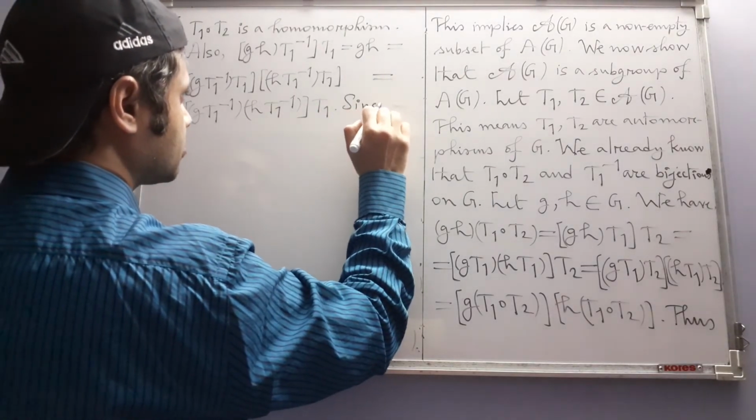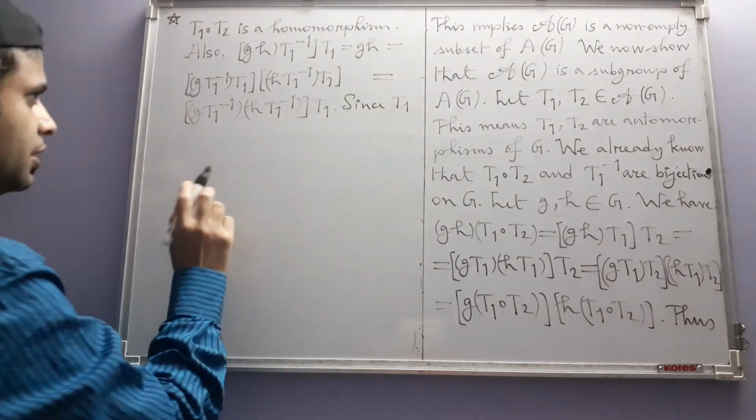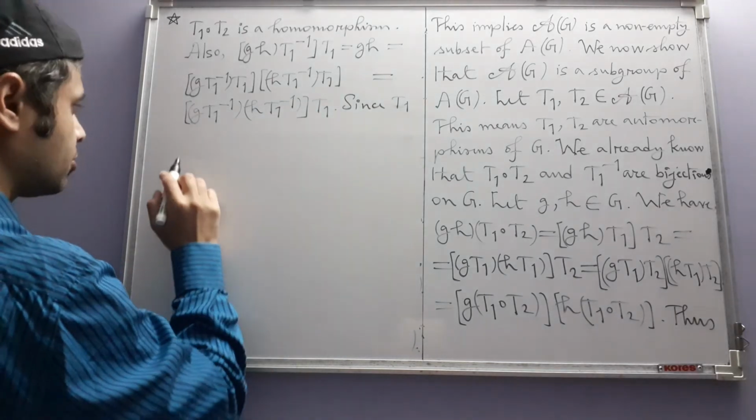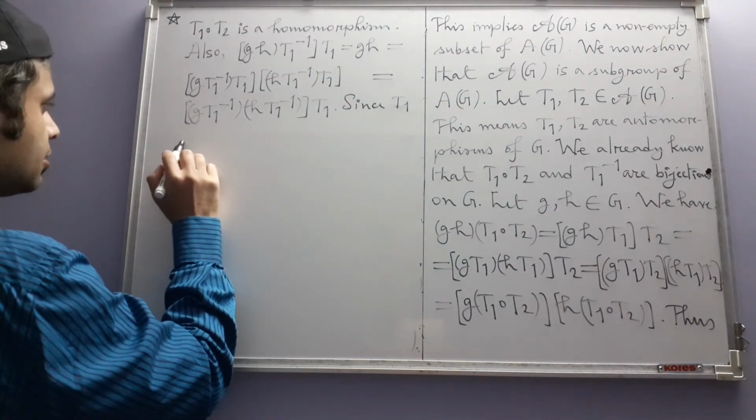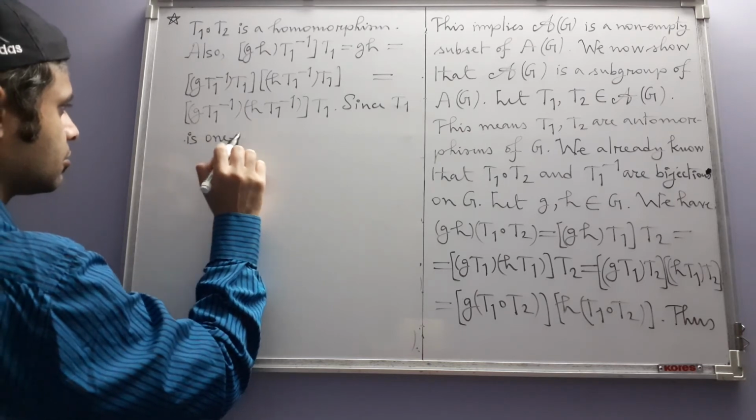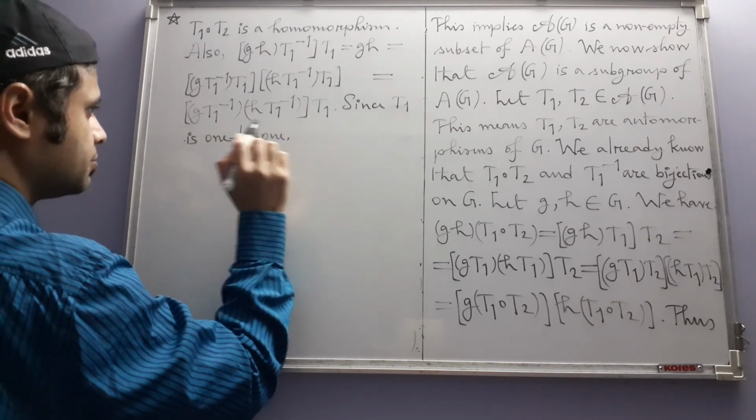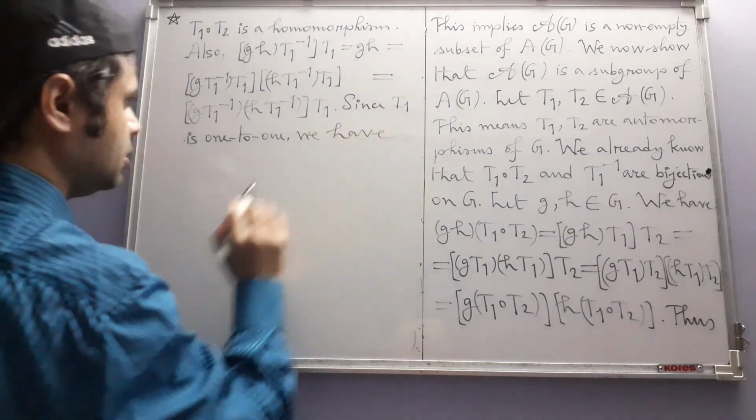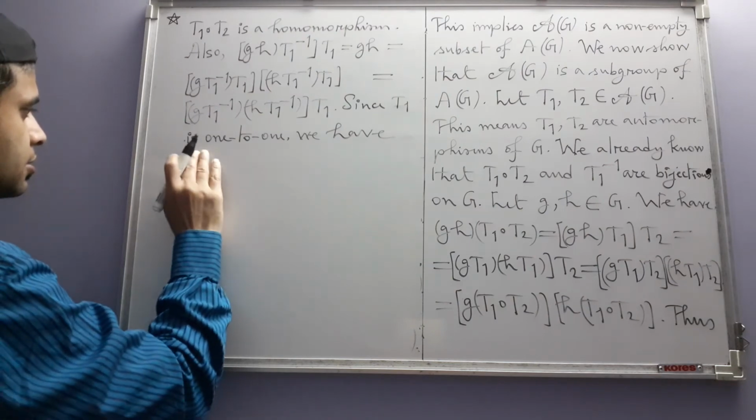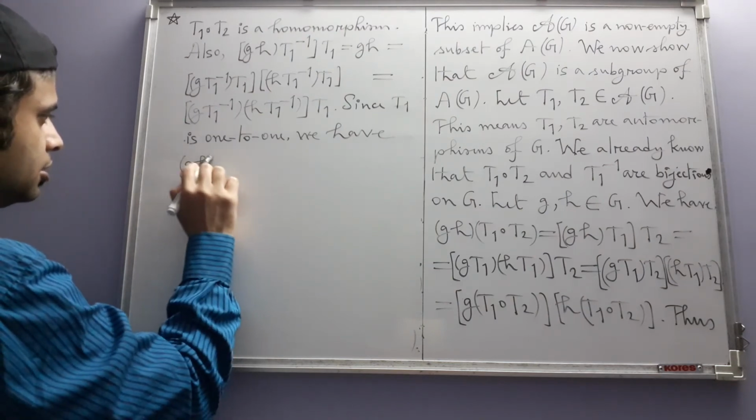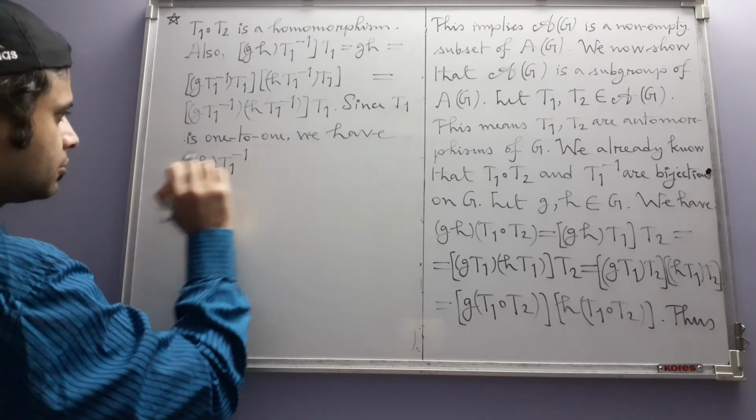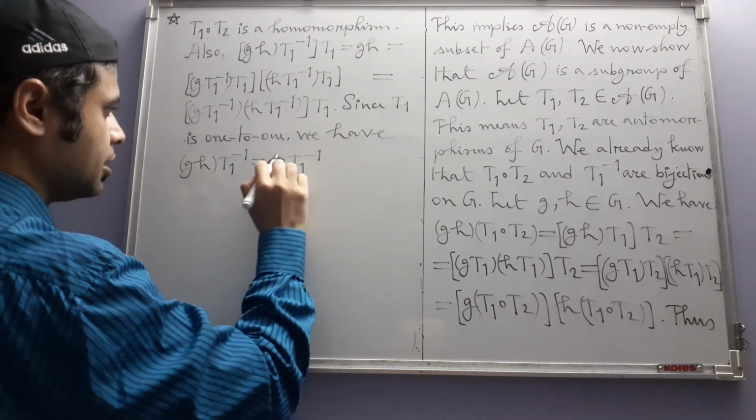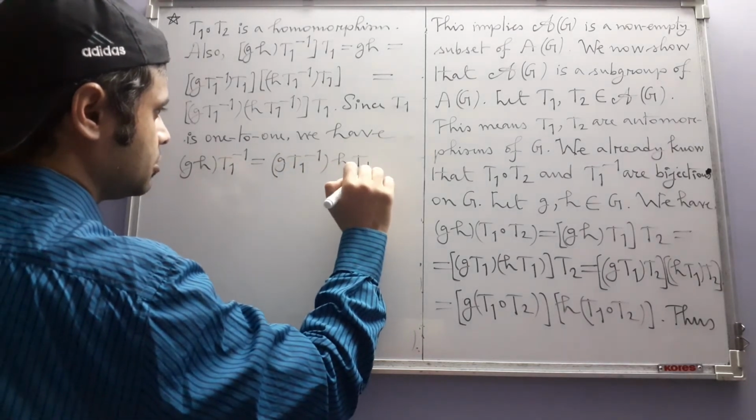Since T1 being an automorphism, T1 is bijective, so T1 is one to one. Since T1 is one to one, from the above equation we have GH T1 inverse equal to GT1 inverse HT1 inverse.